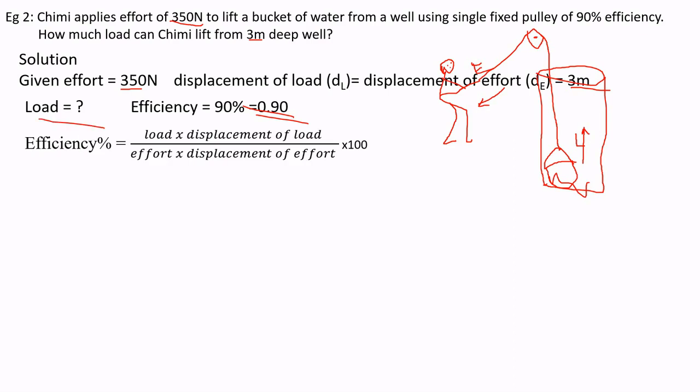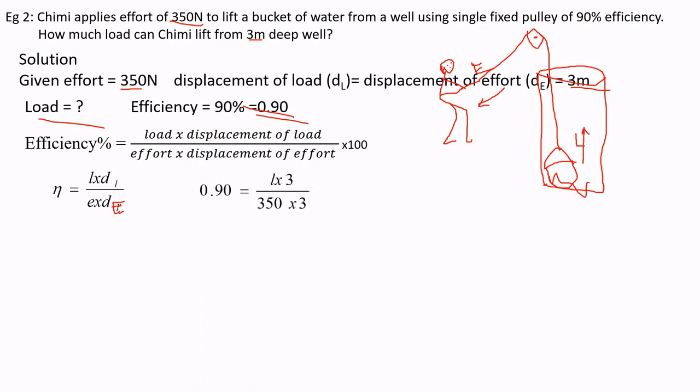So load is the missing thing, and for efficiency percent we can use the same formula: load times displacement of load divided by effort times displacement of effort, times 100. In short, we can write efficiency equal to L times DL divided by effort times DE, where DE is the displacement of effort.